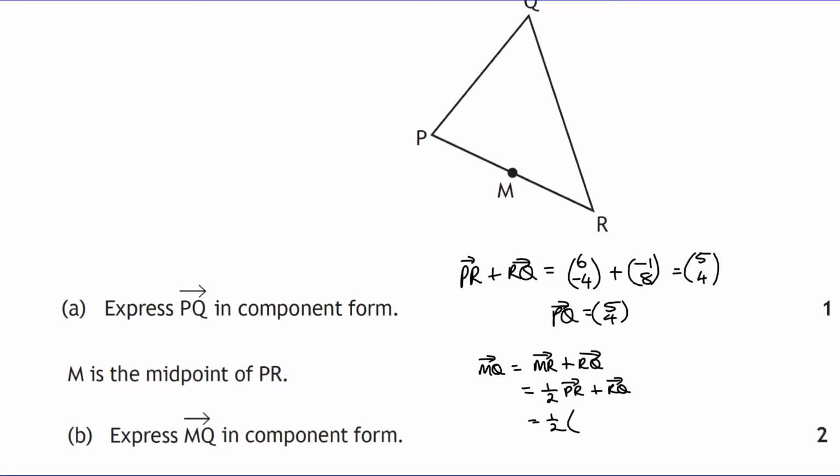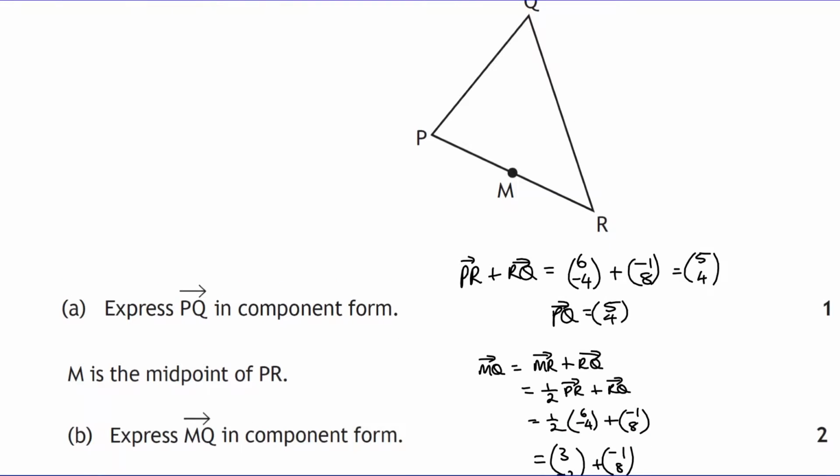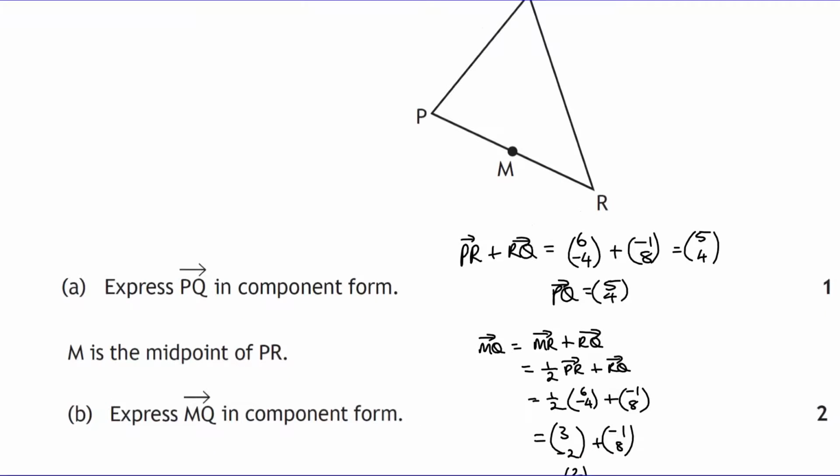Half of PR, so again, we're going to substitute the components in. So PR was 6, negative 4, and RQ was negative 1, 8. That gives us just half each value here for the X and Y components. So half of 6 is 3, half of negative 4 is negative 2. And we get 3, negative 2, plus negative 1, 8. Again, add the X components. So 3 add negative 1 is 2, negative 2 add 8 is 6. So we get 2, 6 for our components for MQ. Okay.